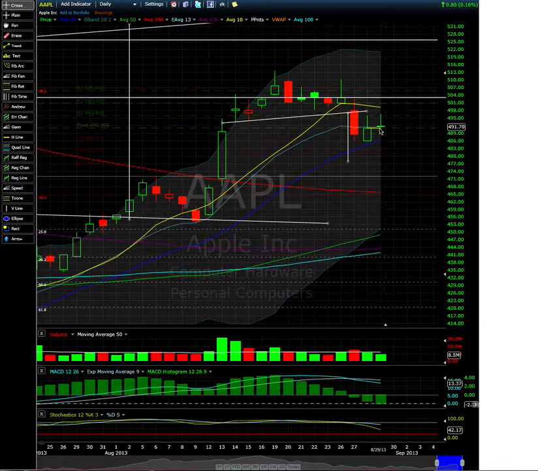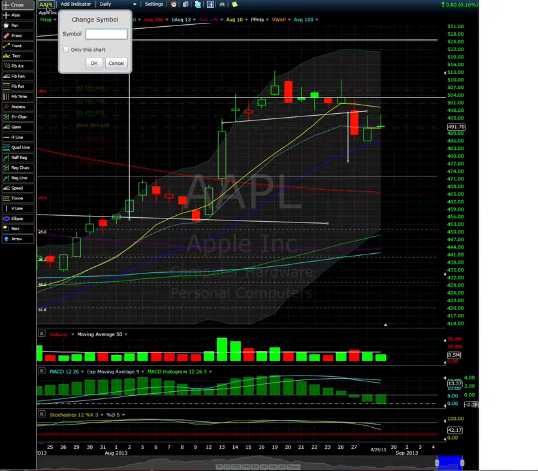And right now we're getting a little bounce, but it's really stuck between the 10-day moving average, which is the yellow line, and the 20-day moving average. It's kind of stuck in between those at the moment. Not much going on there. Let's look at Google.